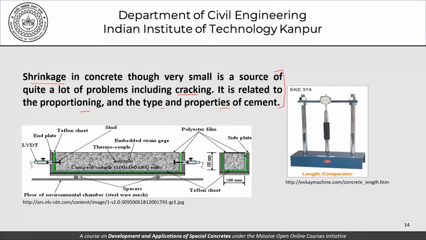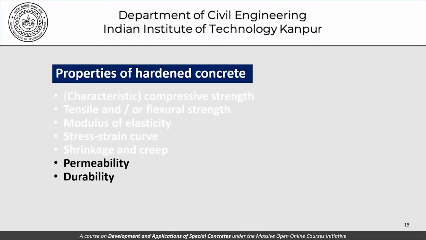A more common off-the-shelf solution that we have is by way of length comparators. So these are some of the equipment which are used to understand a little bit more about the shrinkage in hardened concrete. We'll probably talk about shrinkage and possibly creep as a special discussion sometime later on in one of the modules. The next properties that we need to talk about are permeability and durability.